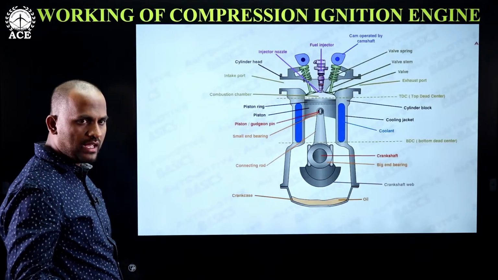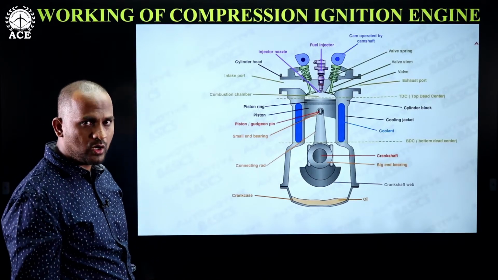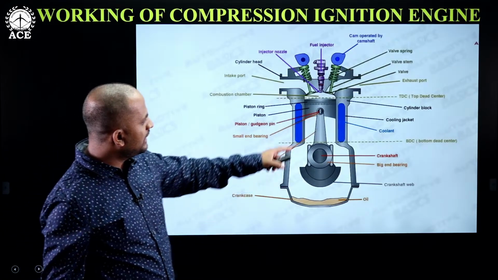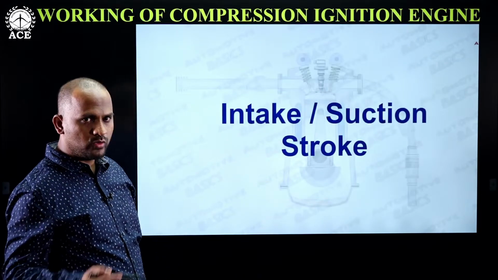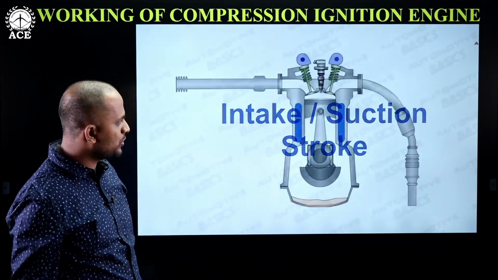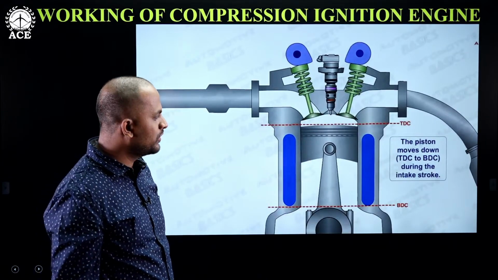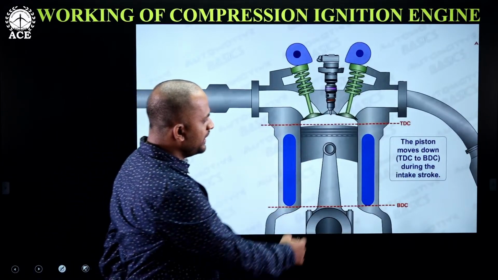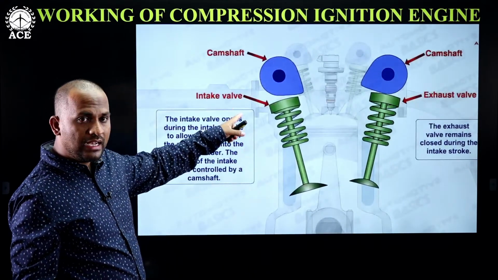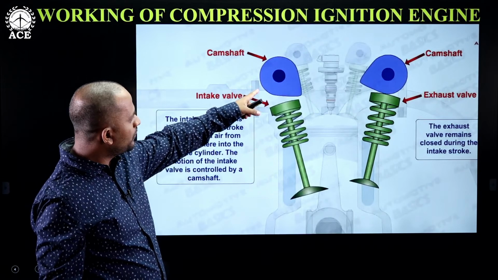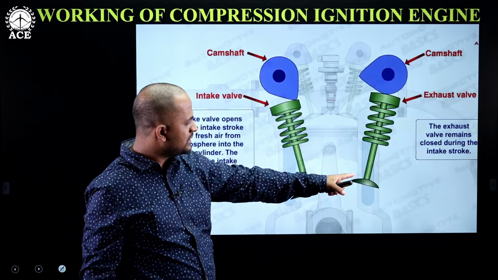Now let us see a small animation video. In this we can get a clear-cut idea of how a CI engine works. Here you can see at the center of the cylinder head we attach a fuel injector. Now the working starts, that is the intake or suction process. In this process, what happens? The piston will be moving from TDC to BDC, and at this point the inlet valve will be opened with the help of a camshaft, whereas the exhaust valve is closed.